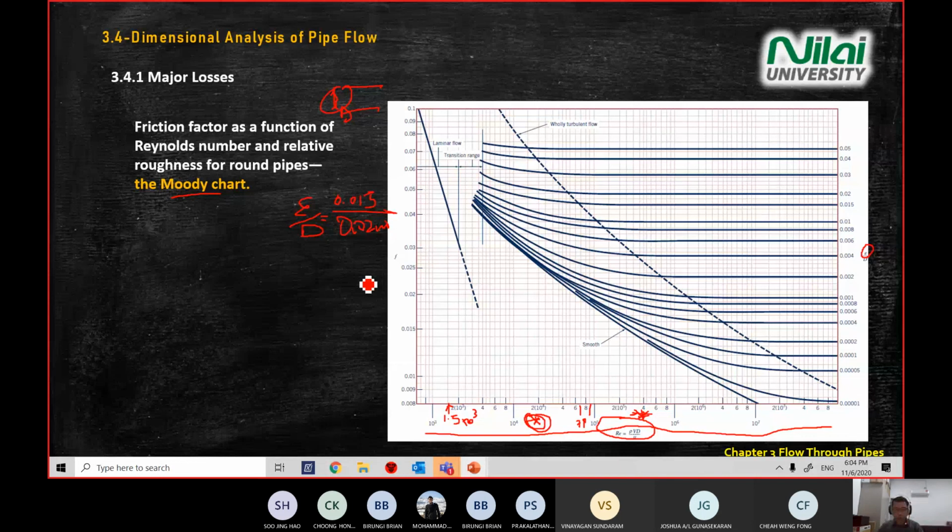On how to use it, we will continue next Tuesday. Unfortunately, we cannot finish this chapter today. We will continue chapter 3 in the coming Tuesday. Today we end our lecture at the Moody chart here.